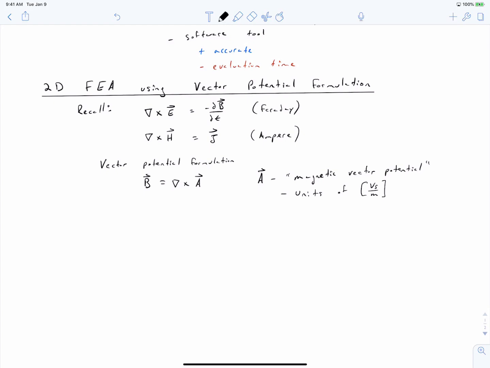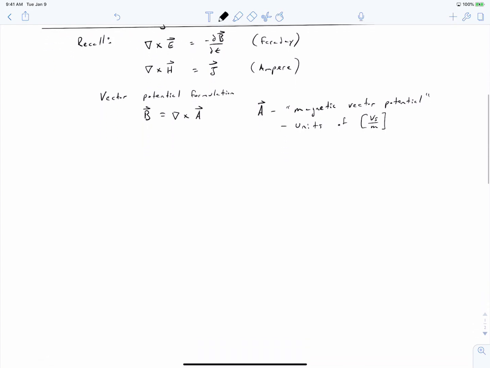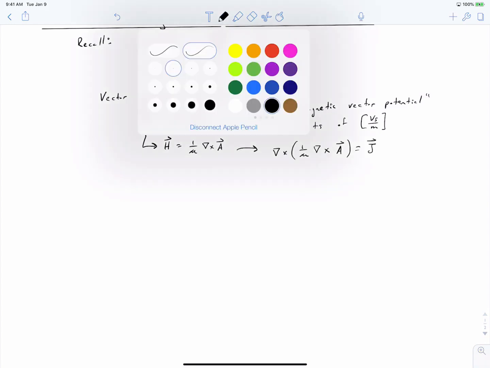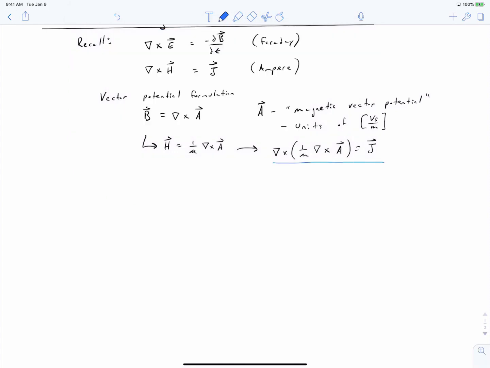But for our purposes, we can just note that this is possible, that you can have this quantity, this vector A, and the curl of which is equal to our magnetic field. And we can relate this to our H field, and we can then plug that into Ampere's law to get this equation. And this equation is the magnetostatic formulation for magnetic fields.